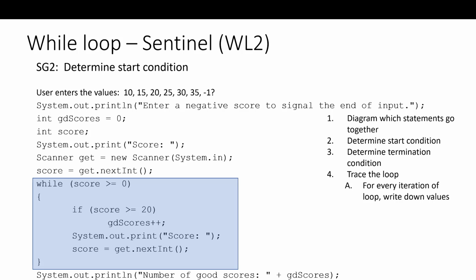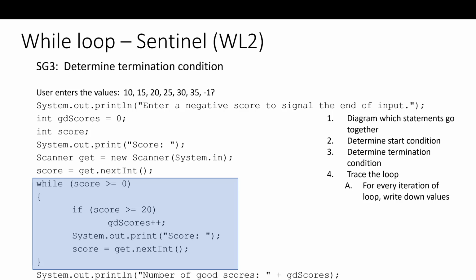The second subgoal then is to determine the start condition. In this case, the loop control variable is the variable score. We want to know what the value of score is when the loop begins. Looking at the code before the loop, we can see that score is declared as an integer, and then score gets the first value read in that the user enters into the input stream. In this case, the first value the user enters is 10, so when we begin the loop, the value of score is 10.